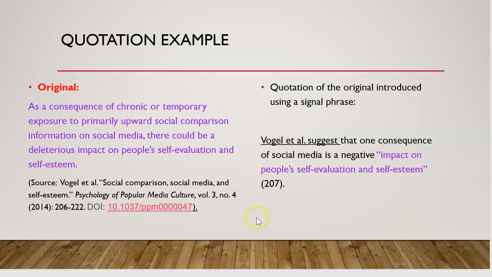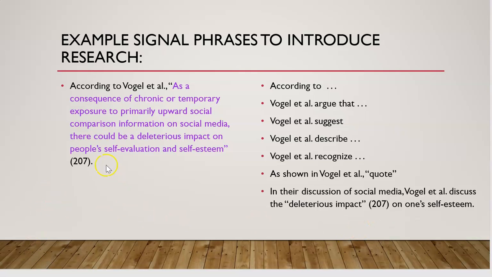But that's just one way that you can quote from your source. So there are other ways of adding signal phrases for adding your quotations and introducing your research. You can use "according to Vogel et al." So according to, and then whichever author's last name. And again, if there's more than one author, you can use the et al. abbreviation rather than listing every single author's name.